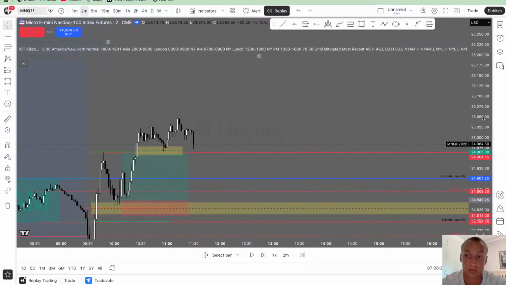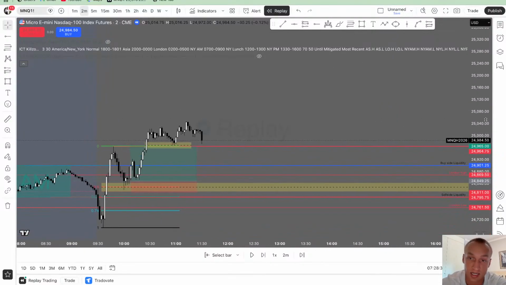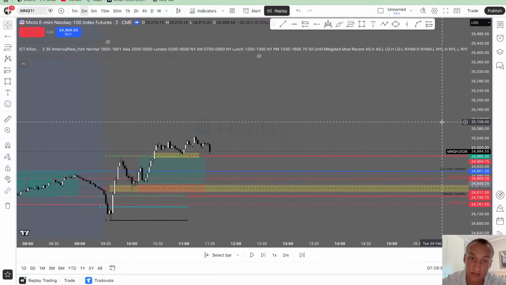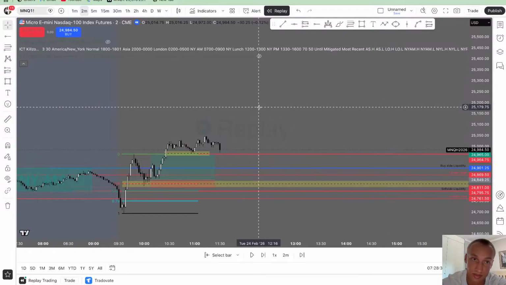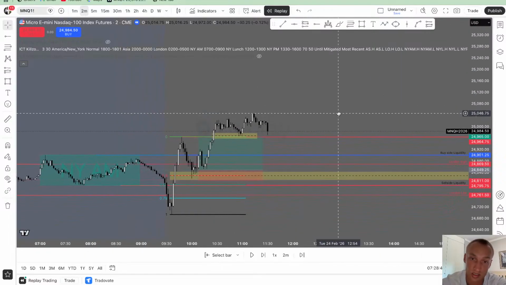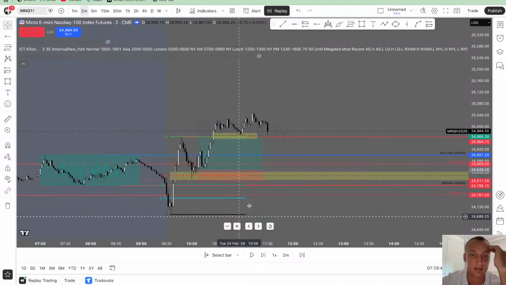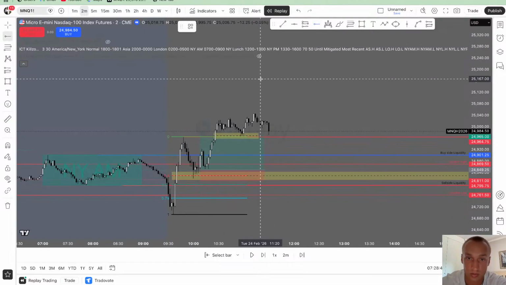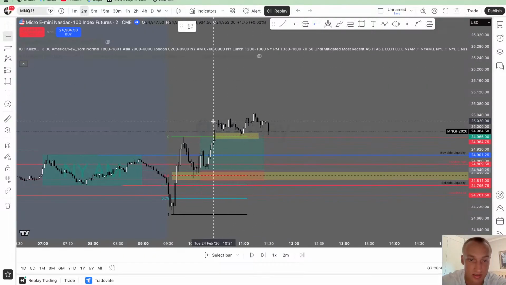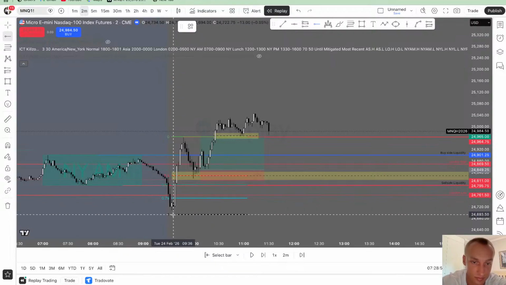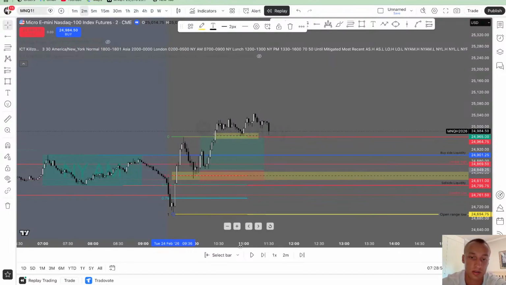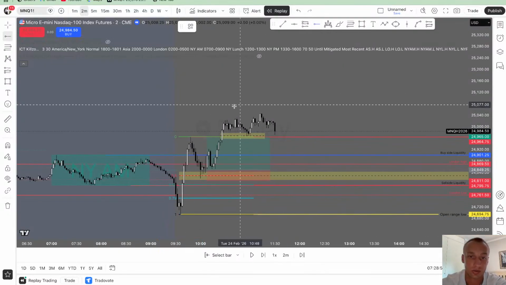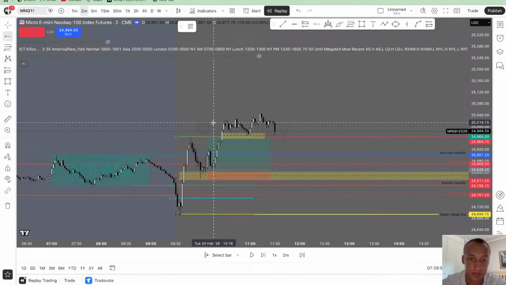Now, once those set up, I'm done. Sometimes I'll wait till 10. I'll wait till 10, and then what can happen is you can mark down your overnight low, and you can mark down your 10 o'clock high.